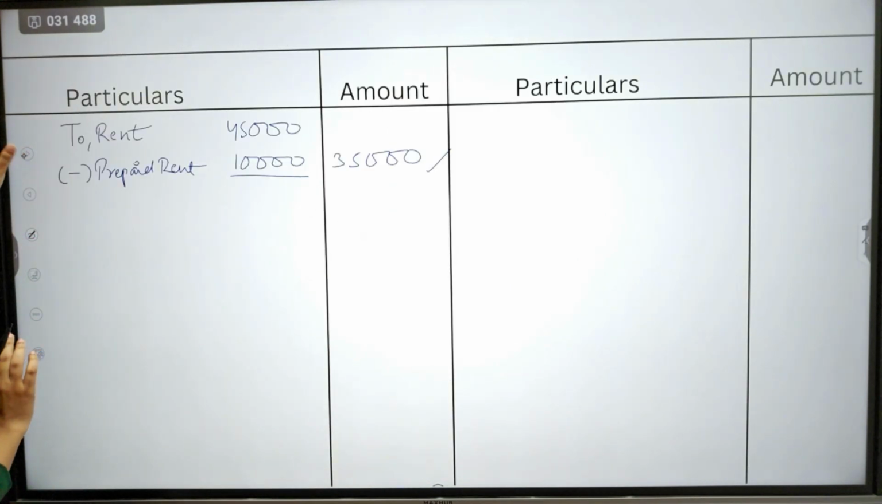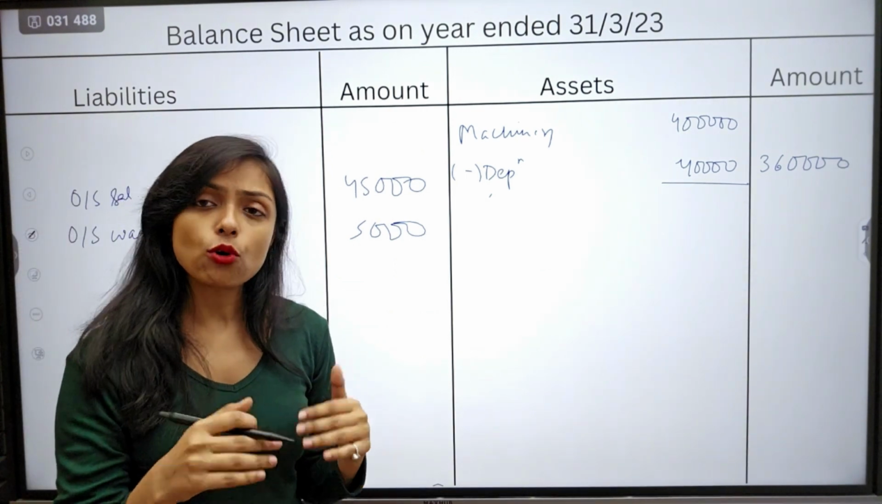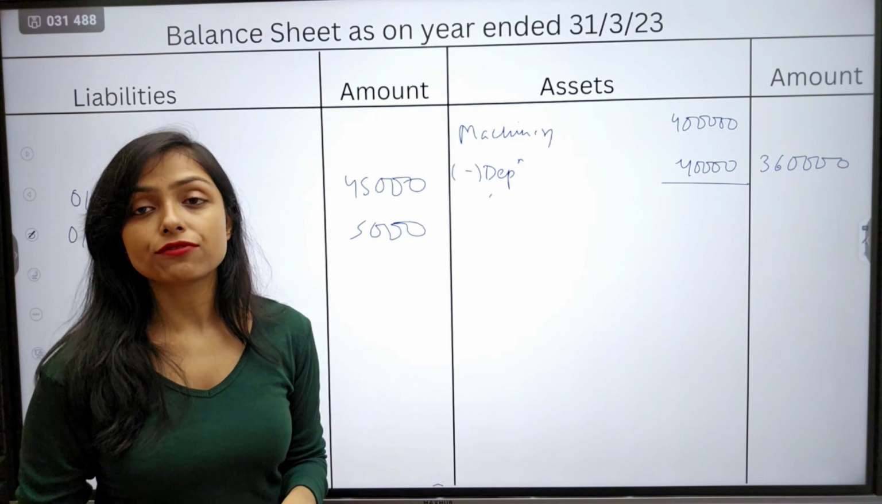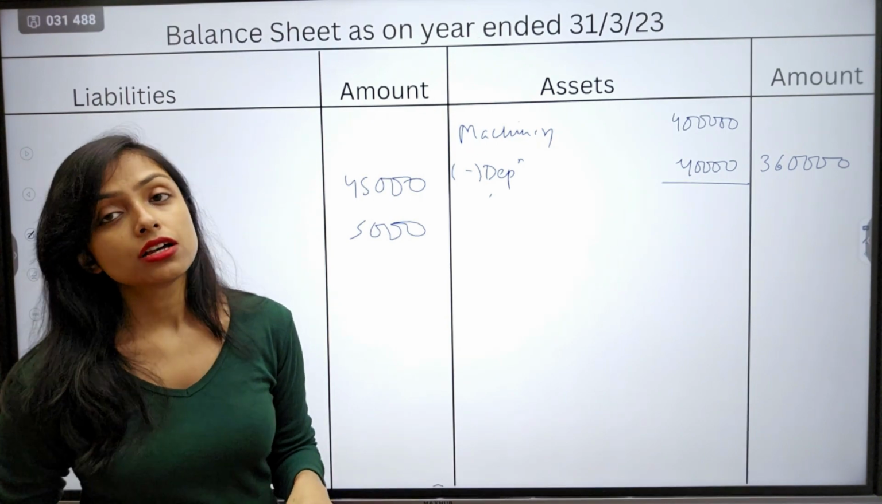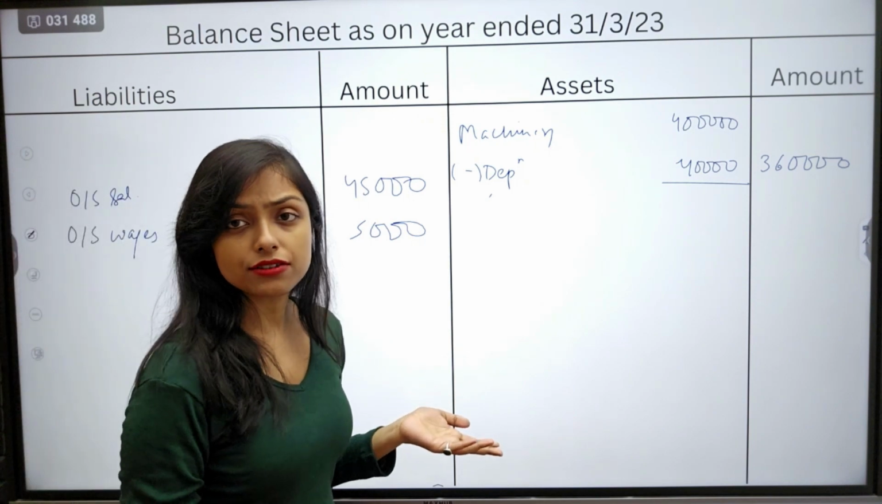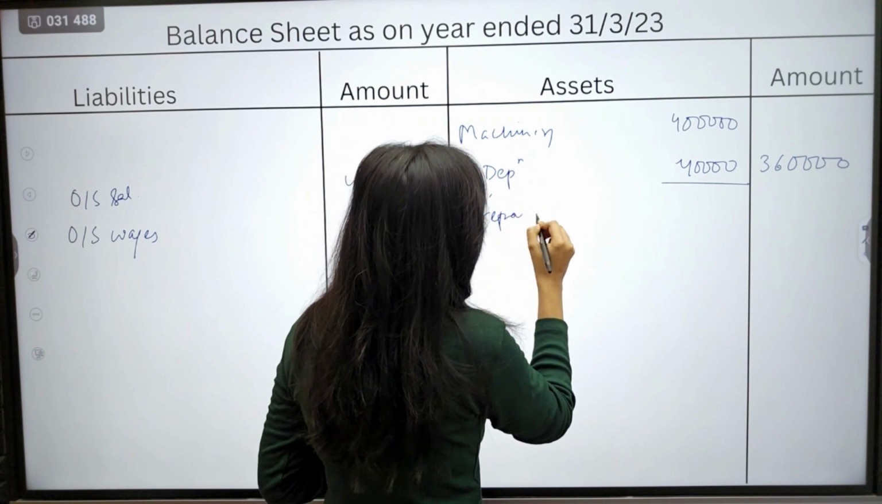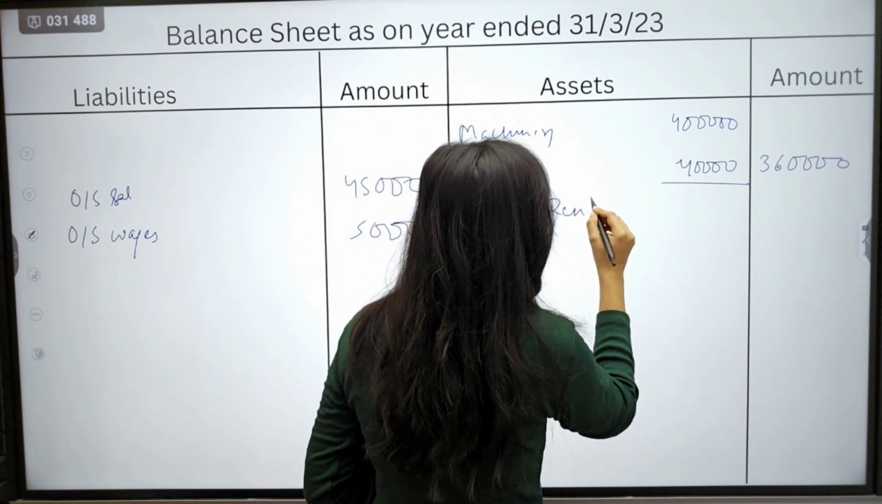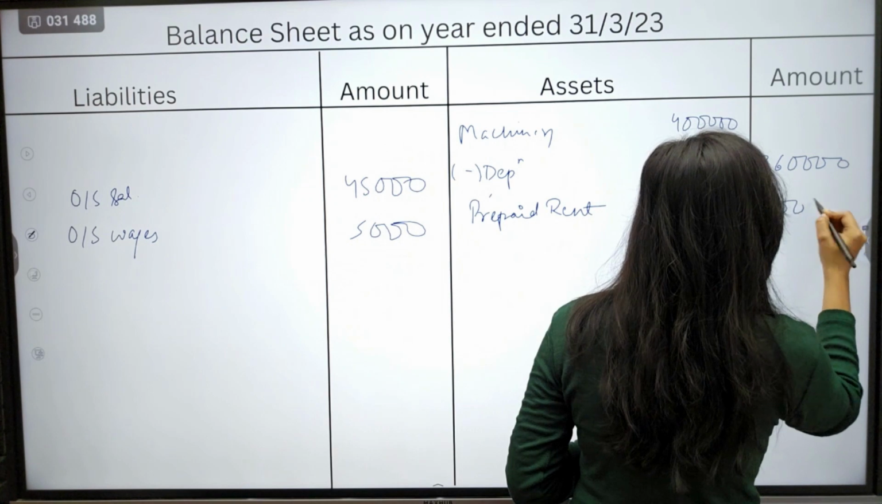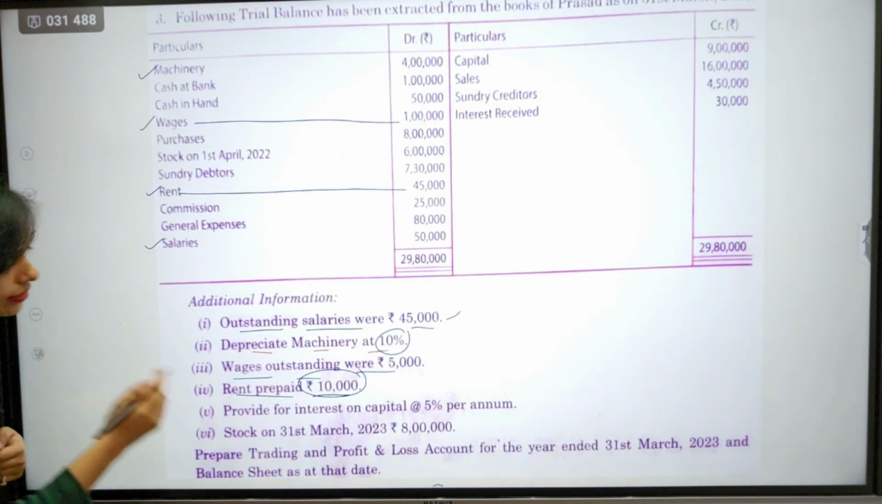Second place that we are going to write it in is the asset side. Why? Because this is something that I have already paid for. I don't have to pay for it in the future and I will receive a future benefit from it because I'll be able to use the rental service in future. So I am going to write the prepaid rent amount over here as an asset, 10,000 rupees. I hope you understood this. Let's move on to the next point.